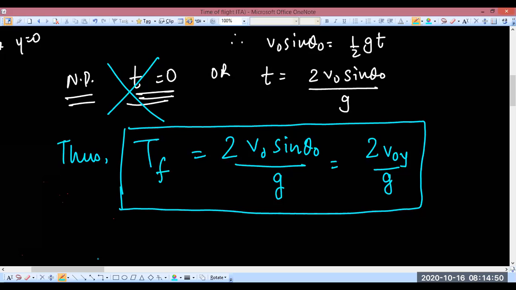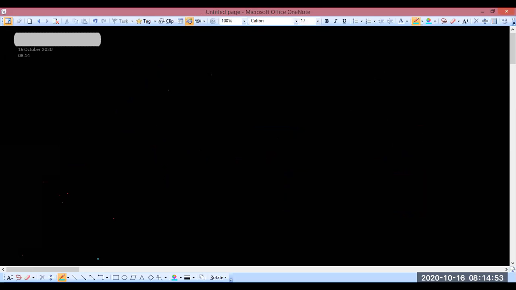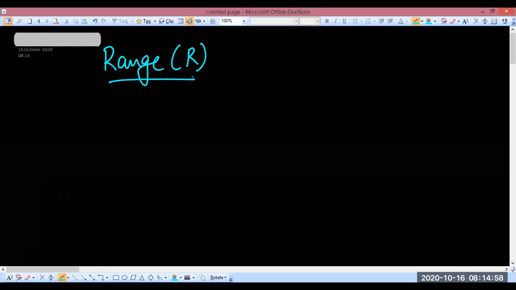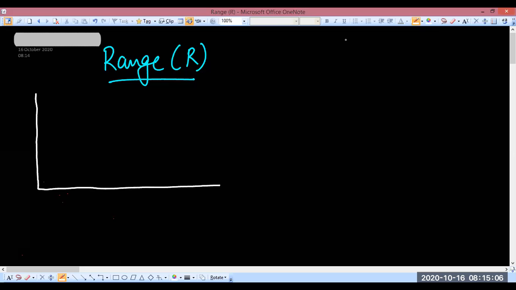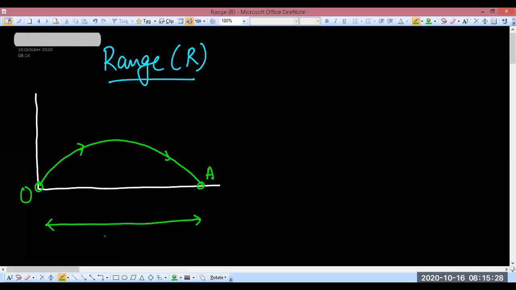Now let's go to the next one, range. Okay, second one, range. R. Time to draw diagram again. Even if you have to draw it 5 times, let it be, your imagination will improve and you will be able to solve all these questions very easily. Okay, so let's say once again you throw something from here, right, and it falls over here. So O A again, and this distance is range, correct? That's what we want to find.